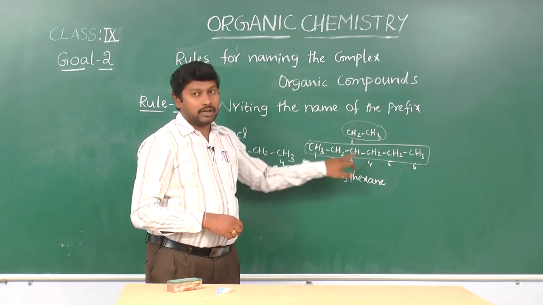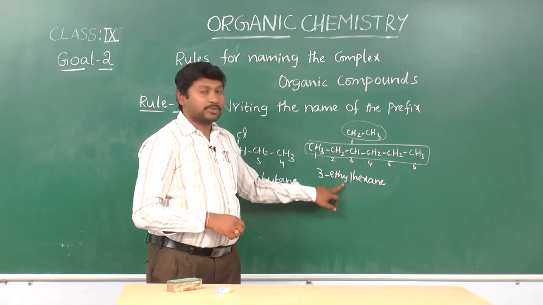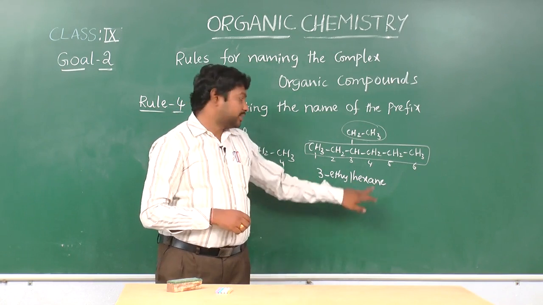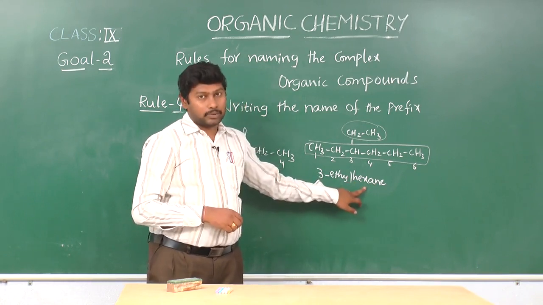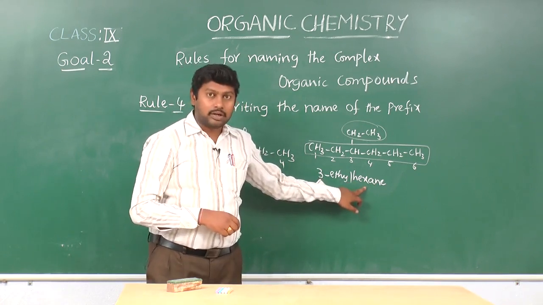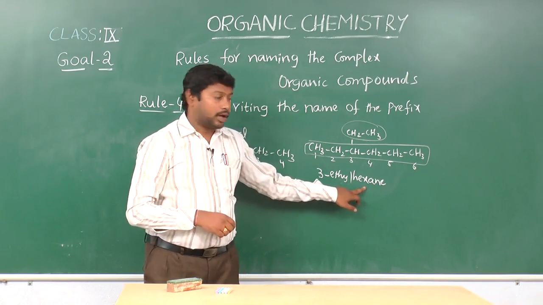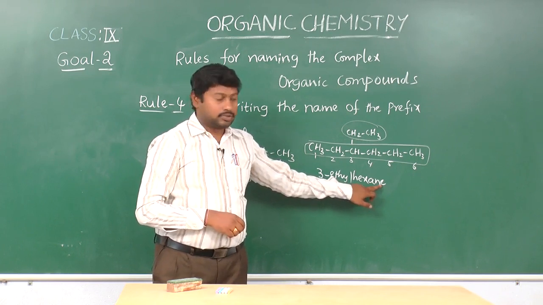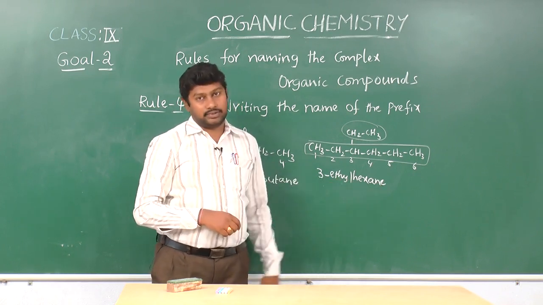Here the prefix is nothing but the substituent, and here the substituent is ethyl. So 3-ethylhexane, and hex is the root word, the number of carbon atoms present in the longest continuous carbon chain, and this is called the primary suffix, and here the primary suffix is ane. So 3-ethylhexane.